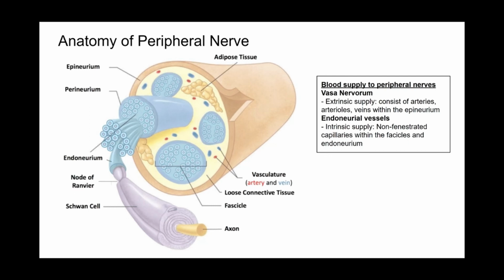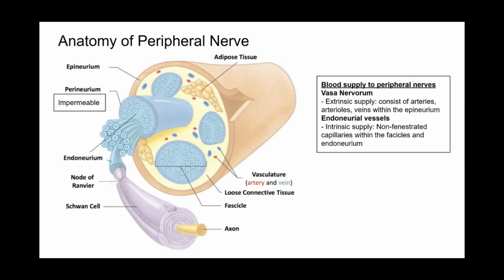These axons will all group together and form a fascicular bundle, and this fascicular bundle will be covered by another layer of connective tissue called the perineurium. The perineurium is made up of a tough epithelial sheet, consisting of collagen and fibroblasts, which makes it impermeable to any potential toxins such as our local anesthetics.